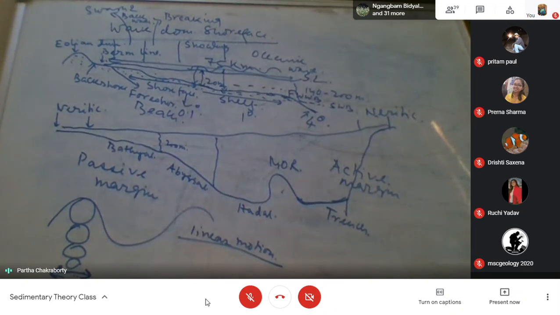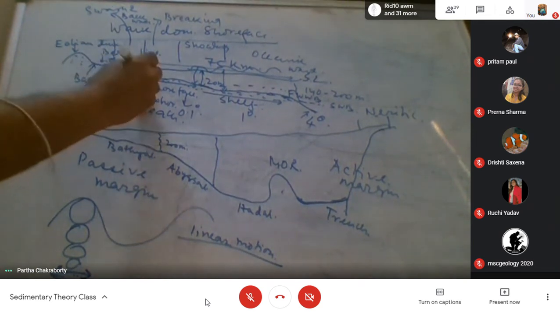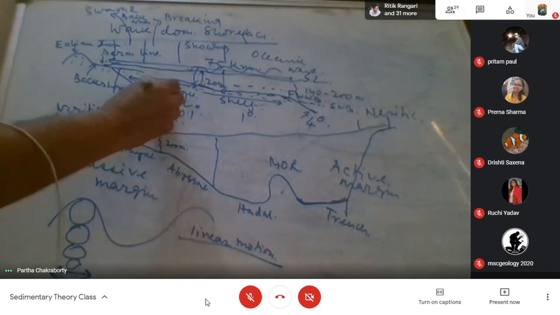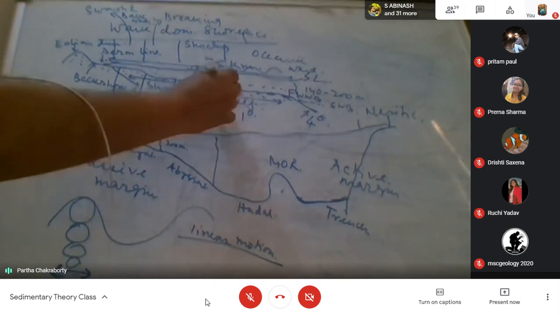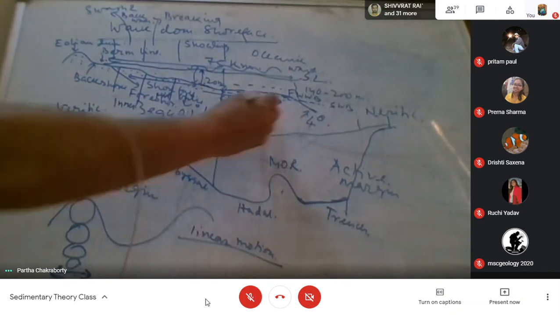Now, shelf again is like shore face, which is divided into upper shore face, middle shore face, and outer shore face. Shelf is also divided into inner shelf, mid shelf, and outer shelf. So shore face is divided into inner, mid, outer. Similarly, shelf is also divided inner, mid, outer.